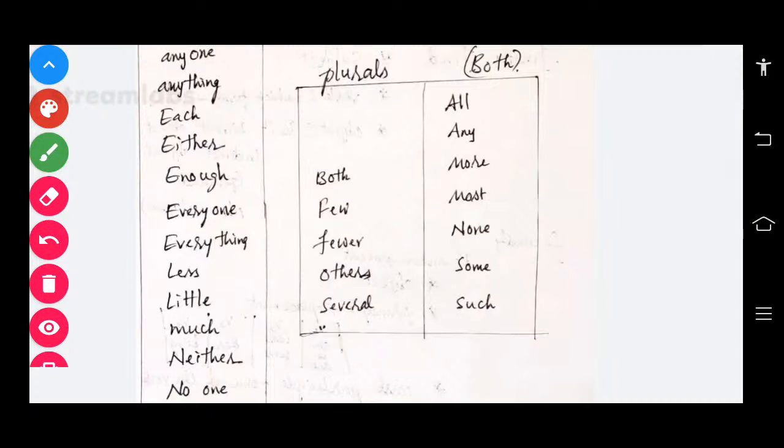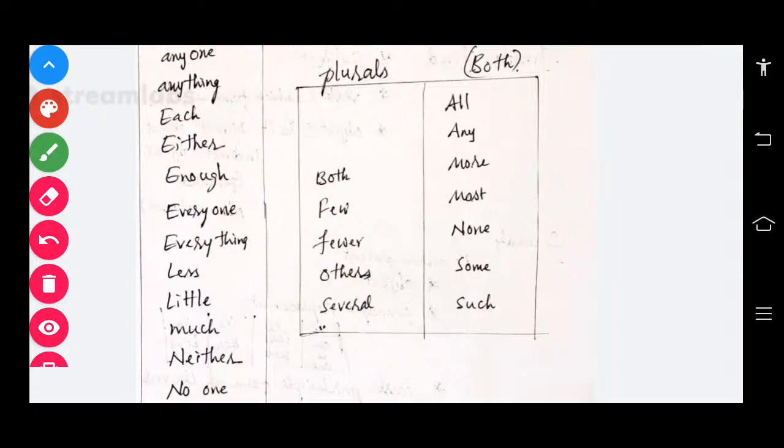So how many of you are able to use both as an indefinite pronoun? Both are not allowed. Okay, both Ramu and Raju will be welcomed. So here we used both as an indefinite. Both are welcomed. So in this sentence both is used as an indefinite pronoun, right?